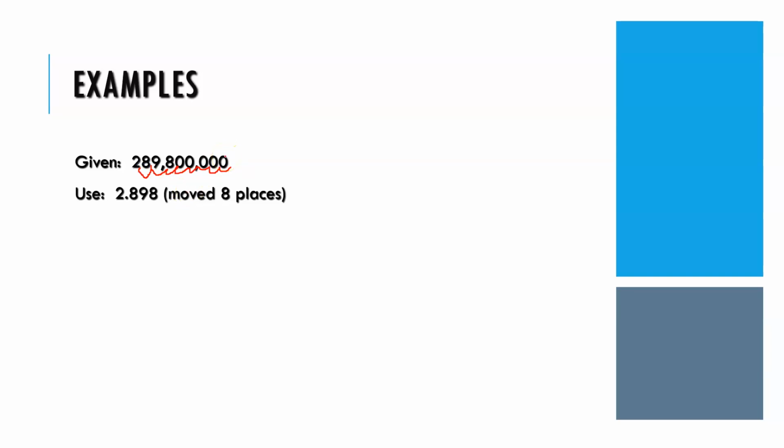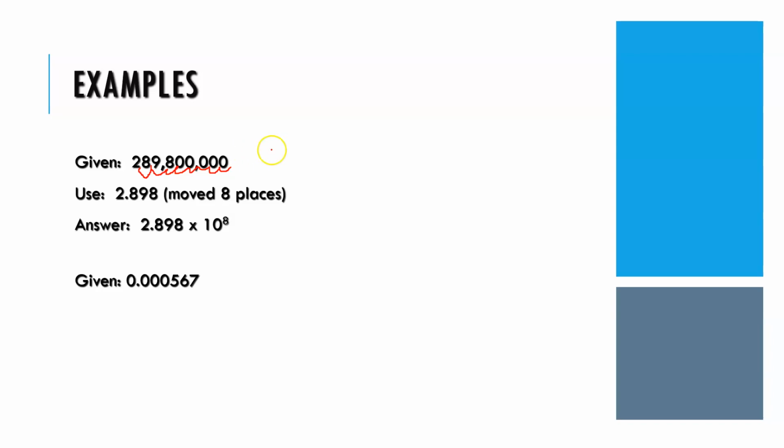So that means our scientific notation is going to be 2.898 times 10 to the 8th. The exponent helps us get rid of all those extra zeros. Let's try another one. This time you're given this very small number.